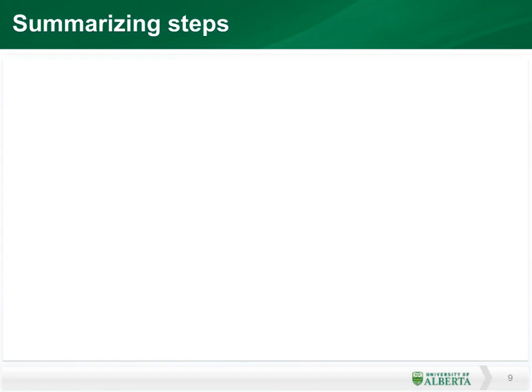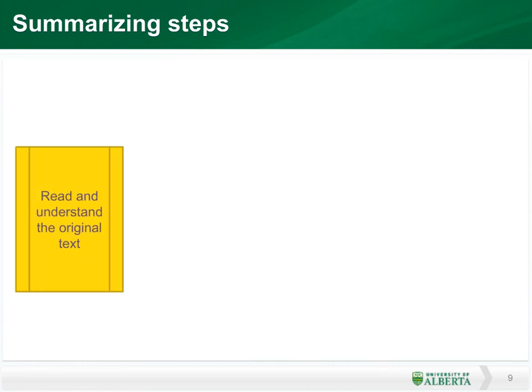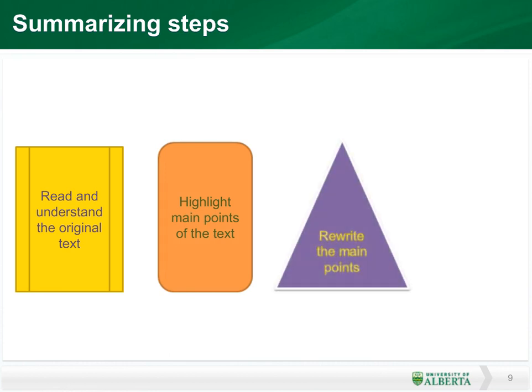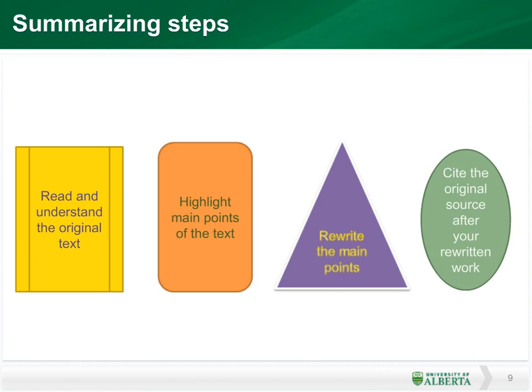So, to review the steps in summarizing, first, read and understand the original text. Most of your time spent on writing a paper should be in reading. Highlight the main points and interact with the writing by writing in the margins. Rewrite in your own words. Check that your summary isn't written too closely to the original. Cite the author.